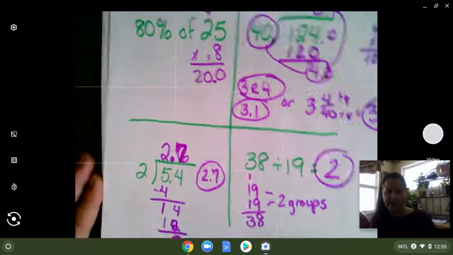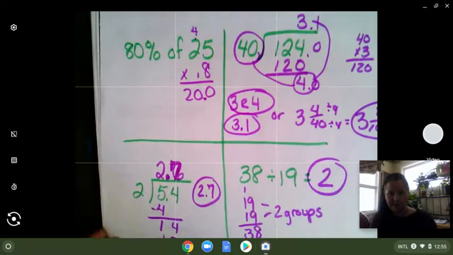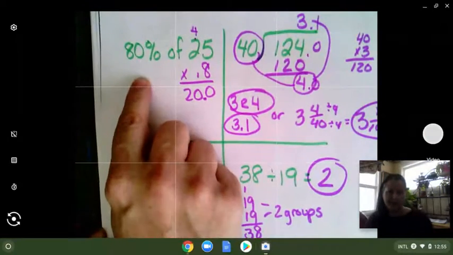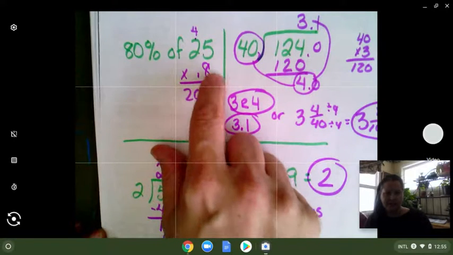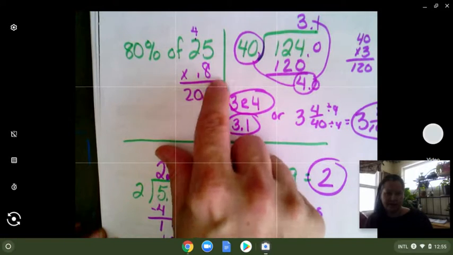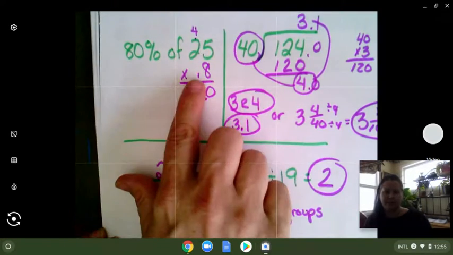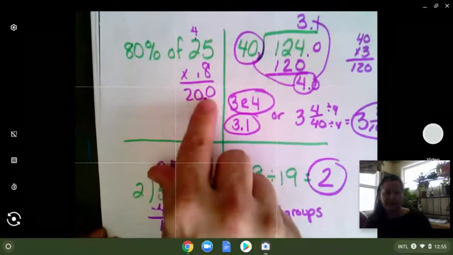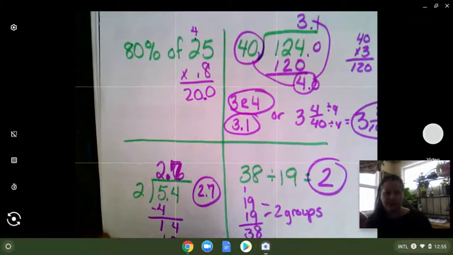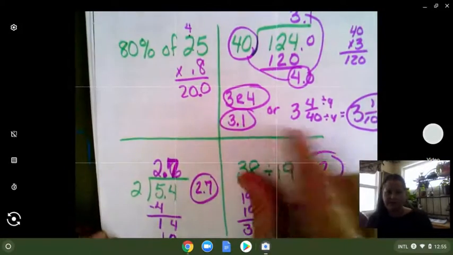Okay, so 80% of 25, we turn our percent into a decimal. That's the same as 80 hundredths. So we're going to put 8 in the tenths place, and then the 0 would have gone in the hundredths place because it'll be 80 hundredths. But the 0 is just a placeholder, so we don't really need that. We'll just put in 0.8 and do our multiplication, move our decimal one spot, and you will get 20 for that answer.